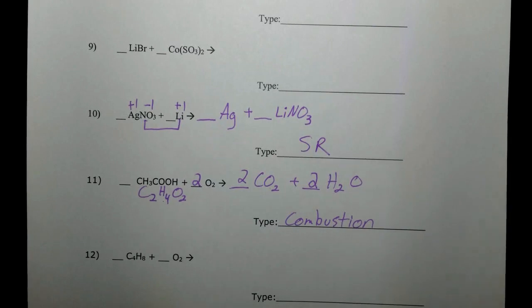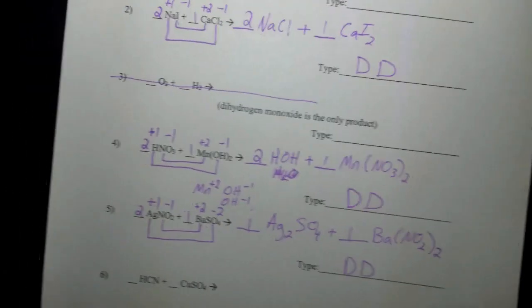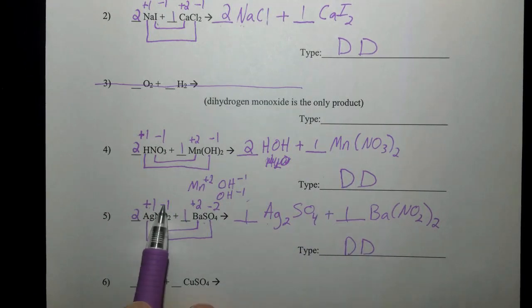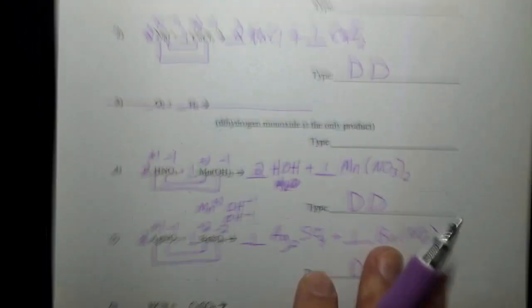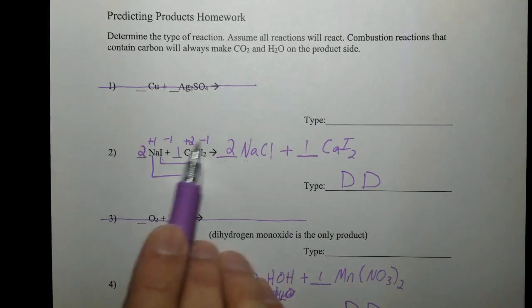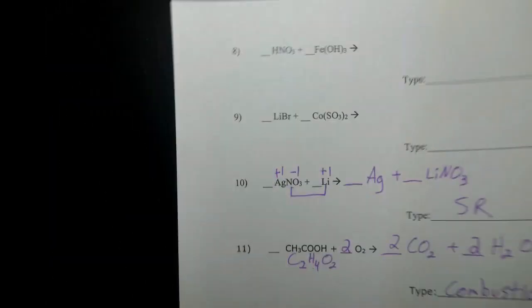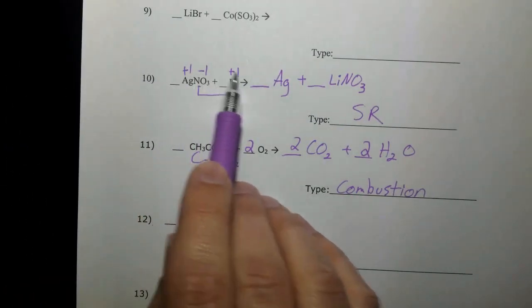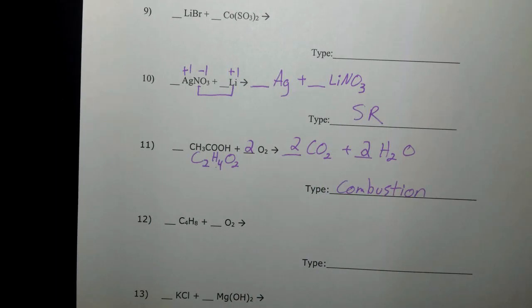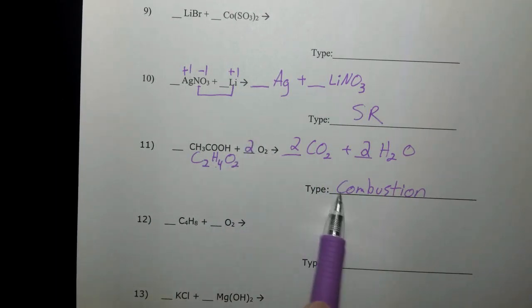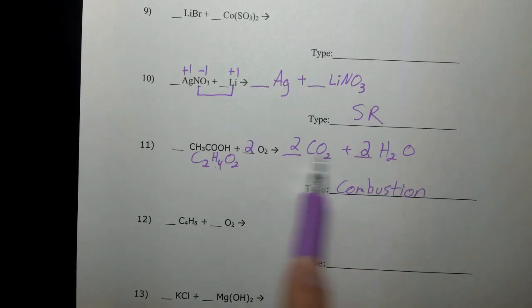So there are some things that we can do to figure out types of reactions quickly, like 1, 2, 3, 4, that was a double displacement. 1, 2, 3, 4, double displacement. 4 charges, double displacement. But if we look at this one, 1, 2, 3, single replacement. Or we've got an O2 on the reactant side by itself, combustion, and these are the only options for the product.